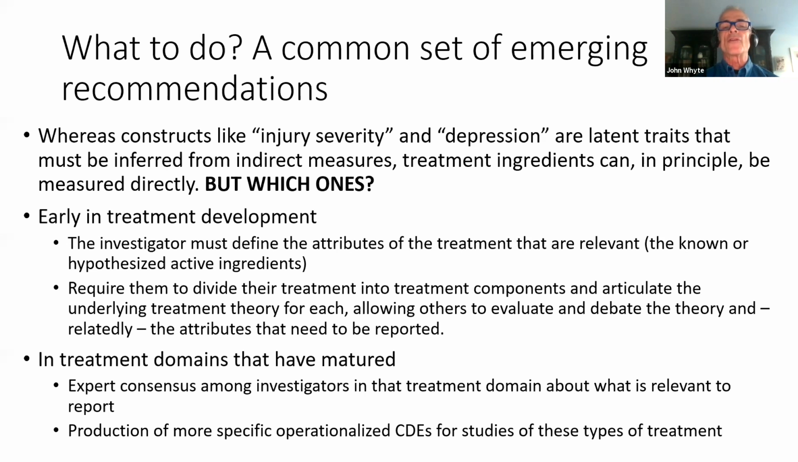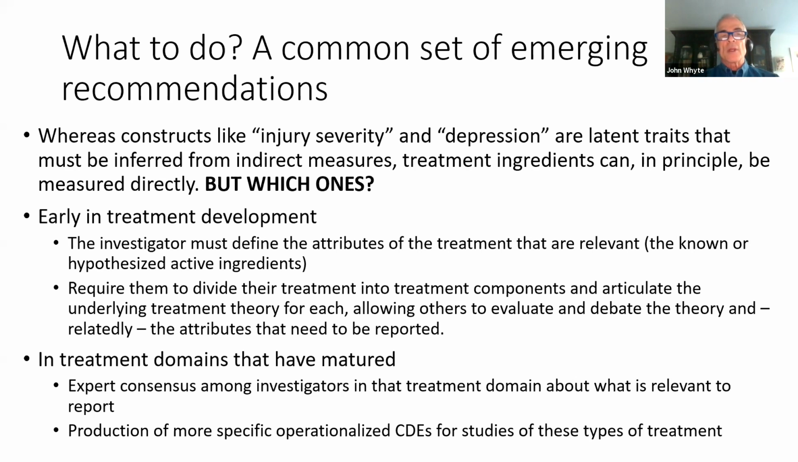And out of those two projects together come a common set of emerging recommendations. So think about, for CDEs, constructs like injury severity and depression are latent traits. You can't measure anyone's depression directly, you infer it from their answers to specific questions. But treatment ingredients, in principle, can be measured directly. I can measure how much weight you were given to lift. The problem is, which things should be measured directly, and are they the same across treatments?